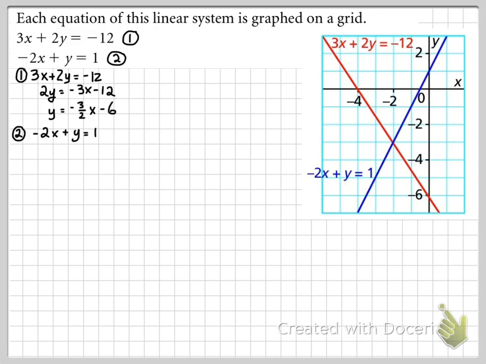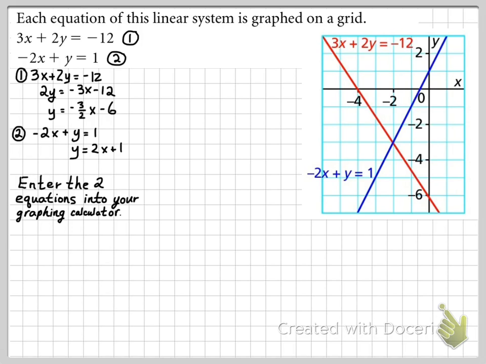In the second equation, I would add 2x to both sides of the equation to leave me with y equals 2x plus 1. Now I'm going to enter these two equations into my graphing calculator by pressing y equals. And under the first one, y1, we're going to enter it as bracket negative 3 divided by 2 bracket x minus 6. And the second one is going to be 2x plus 1. Then we're going to press graph.